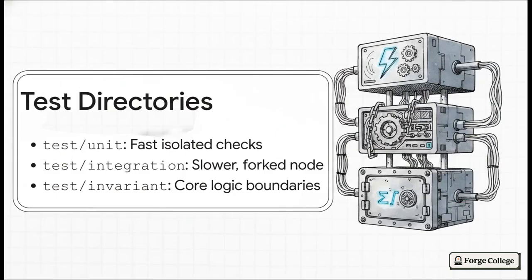So the big question is how we organize them. By physically separating our test suites into unit, integration, and invariant directories, we create these clean modular entry points. What this means is our CI pipeline can efficiently trigger the fast unit tests on every single push. It can save those slower, heavier integration checks for when we merge to the main branch. And finally, it can use invariant tests to really push the boundaries of our core logic.